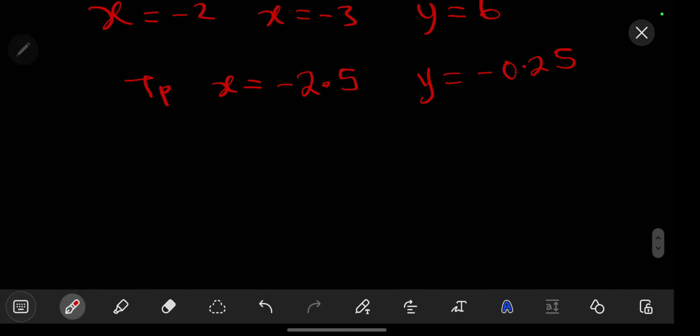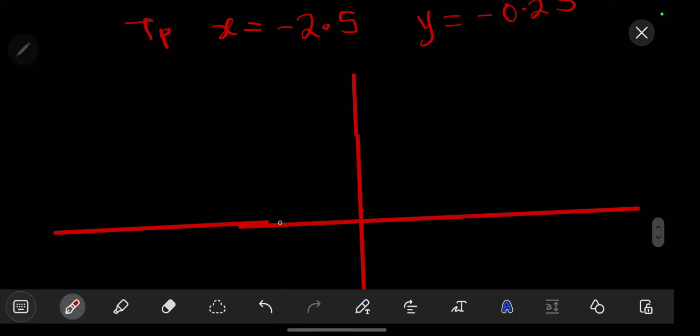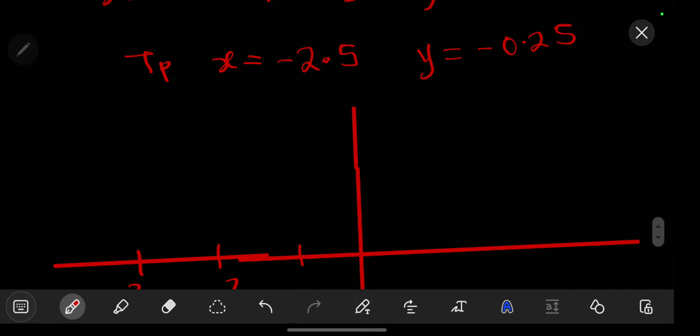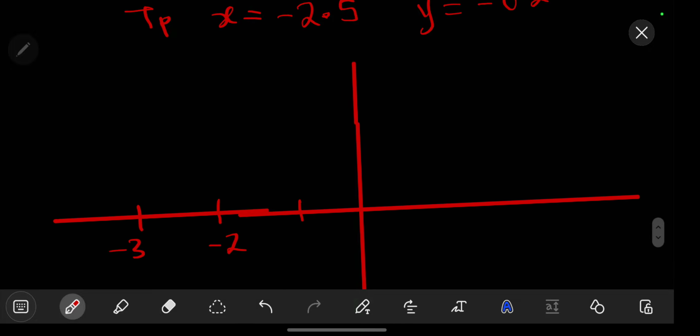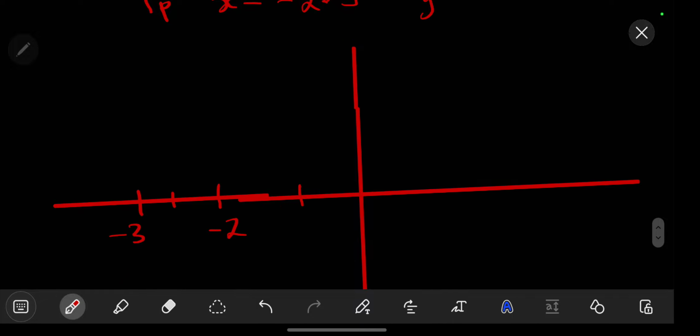So with these values, we can be able to draw our graph. Remember, let's say this is our 1, this is our 2, this is our 3. So our intercepts are at negative 3 and negative 2, like that. Then our turning point is at x equals negative 2.5. Negative 2.5 is somewhere here. So negative 2.5, comma, our y which is negative 0.25.